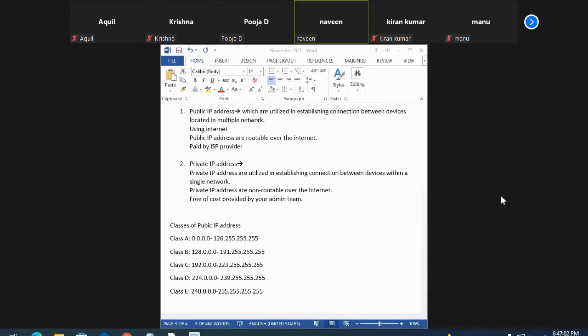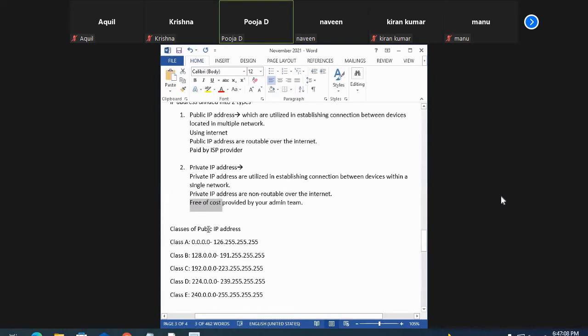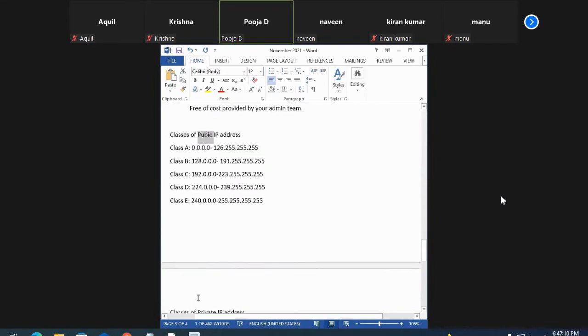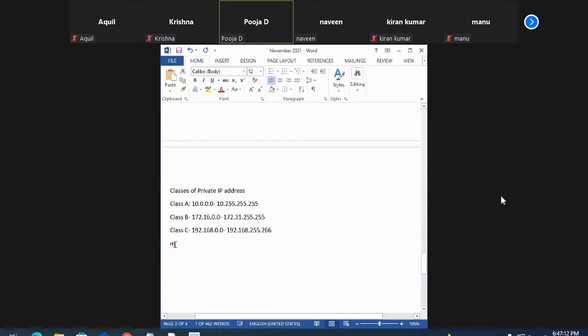Okay, sorry. So here we have taken some ranges yesterday, which belong to public IP addresses, and this belongs to private IP addresses. Before that, let me show you what your IP addresses look like.